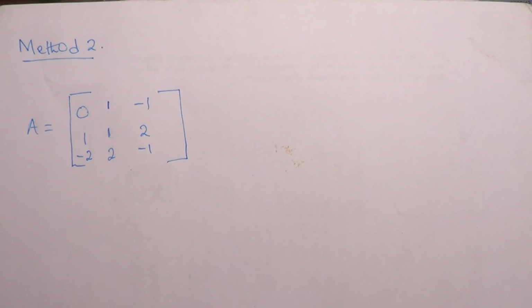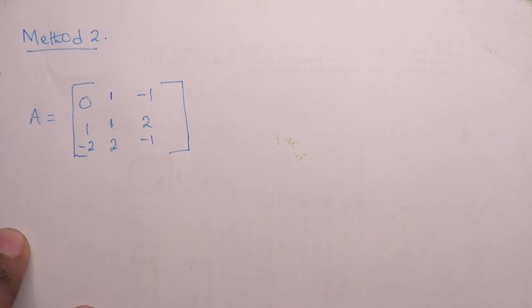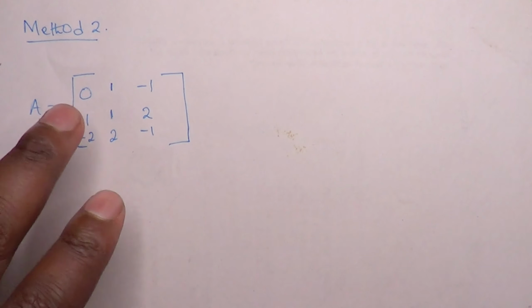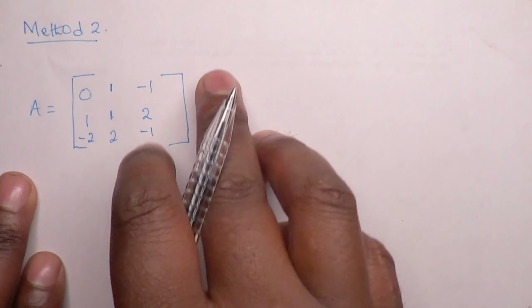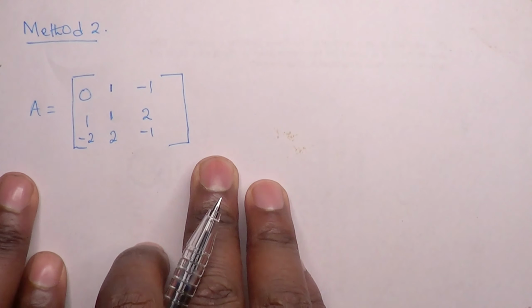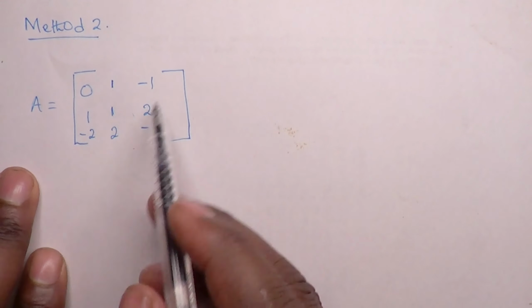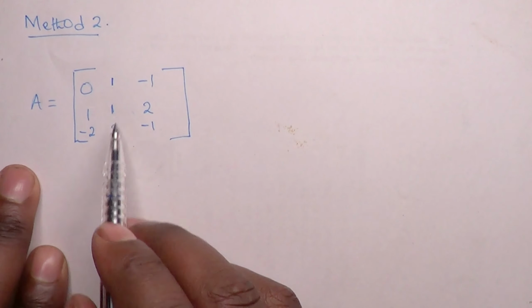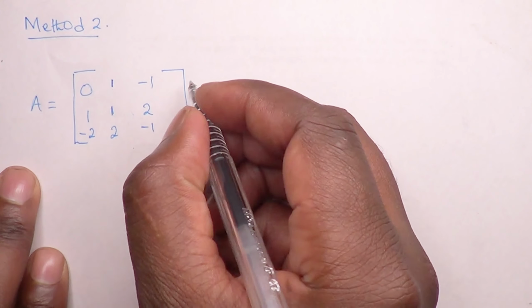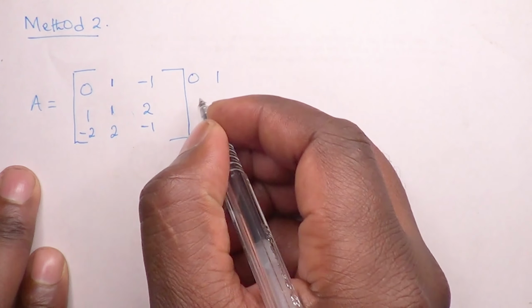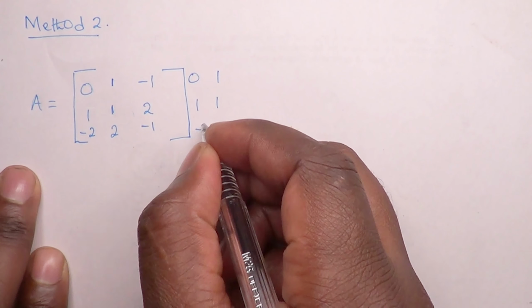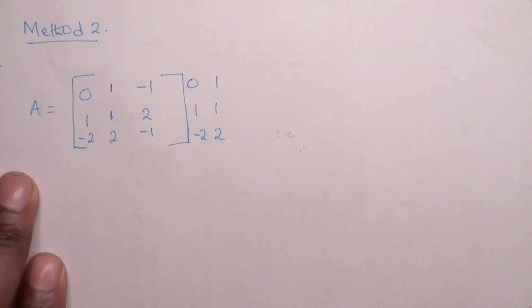For us to find the determinant of this matrix, I need us to take the first 2 rows and replace them on the other side here. So for method 2, I take the first 2 rows and write them here, that is 0, 1, 1, 1, negative 2, 2. After taking the first 2 rows, I replace them on the other side outside.